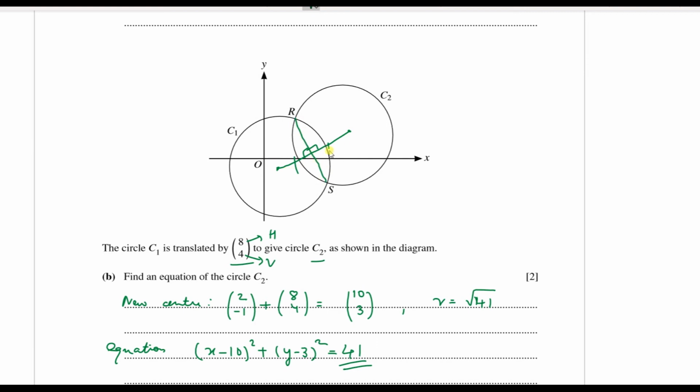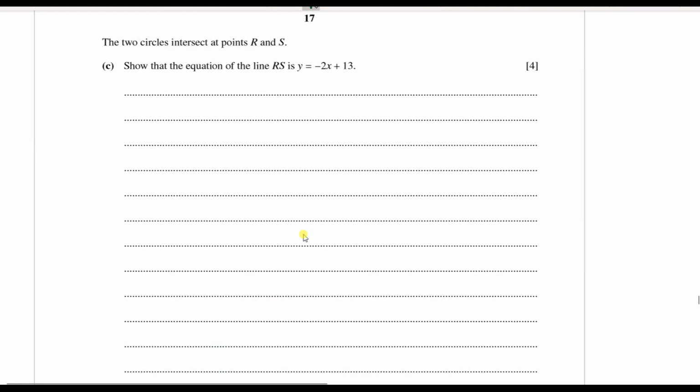So first we'll find the midpoint of the centers. What were the centers? The centers were (2, minus 1) and (10, 3). So the midpoint becomes (2 plus 10) by 2, that is 12 by 2, 6, comma (minus 1 plus 3) by 2, that is 1. So the midpoint is (6, 1).